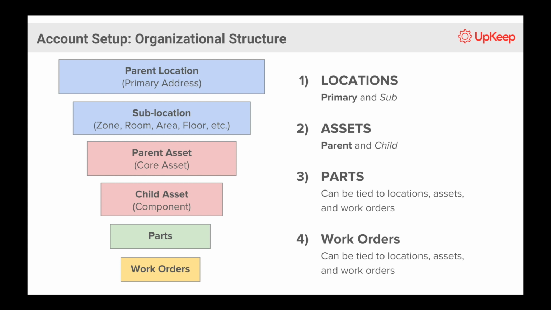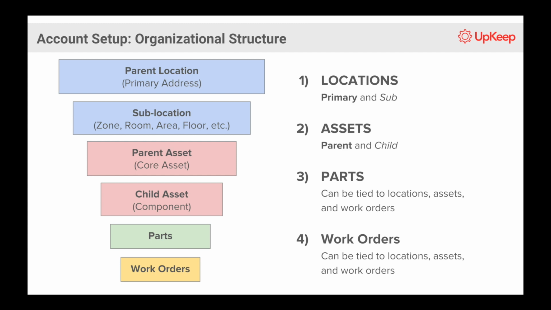So again, our work orders can have parts associated with our work orders. Work orders can be assigned to child assets. They can be assigned to parent assets, sublocations, parent locations. So you can kind of see how this funnel works moving upwards, where our work orders are really the base of everything that's happening within Upkeep. And then we're going to be relating those work orders going upwards to our parts, to our assets, and to our locations.